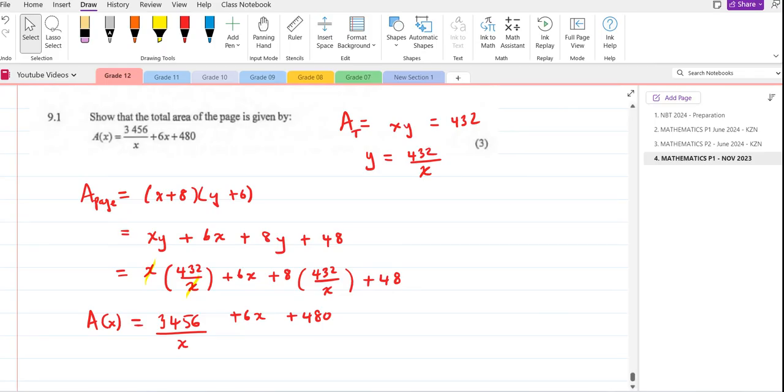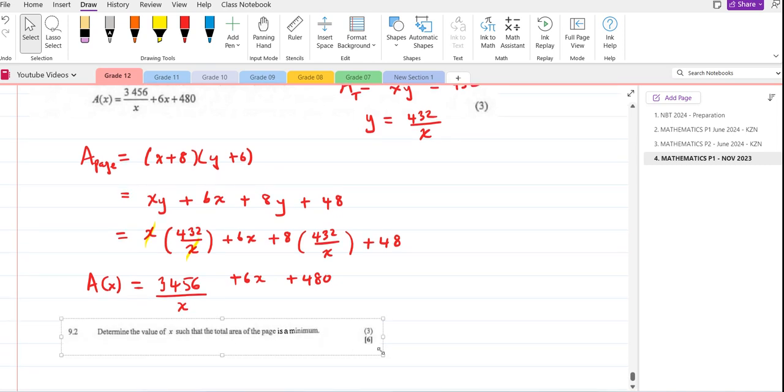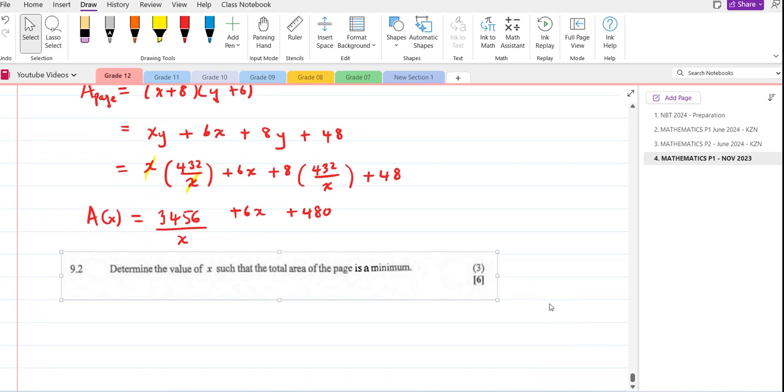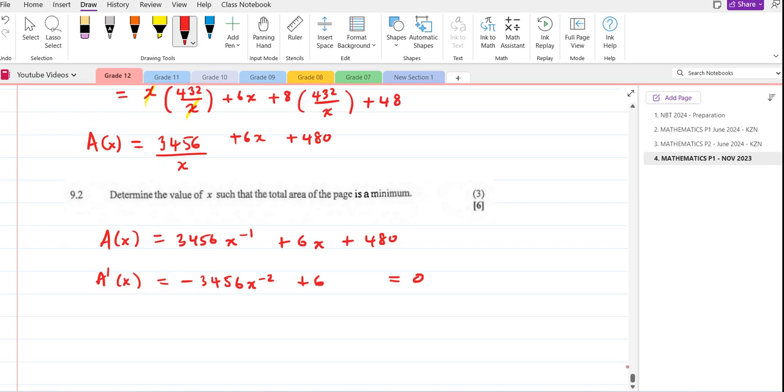Determine the value of x for which the page is the minimum, right? So we want to find the value of x. We can't really differentiate this. We need it in standard form, power form. So we got 3456 x to the power -1 plus 6x plus 480. If we find the derivative, we're getting -3456 x to the power -2 plus 6 is equal to 0.